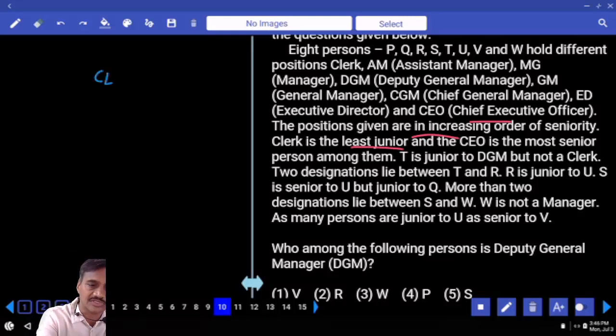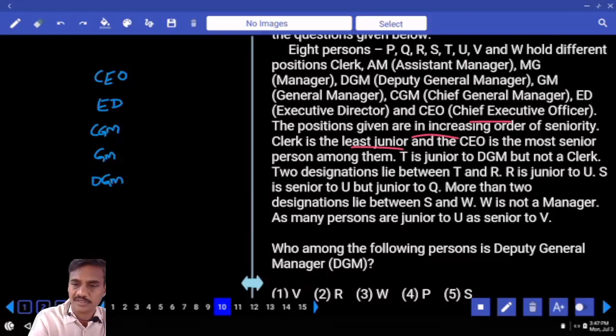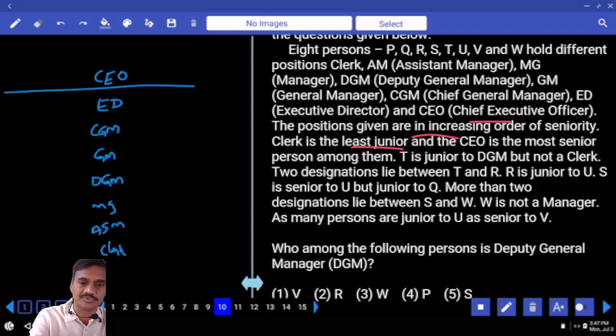Now starting with the CEO. CEO and the next one is what? An executive director. Next one CGM, isn't it? And next to CGM, general manager. And next one is deputy general manager. And next one is a manager and assistant manager. Manager, assistant manager, and finally the clerk. And how many persons are there? Altogether there are 8 persons. Now 8 persons are there.